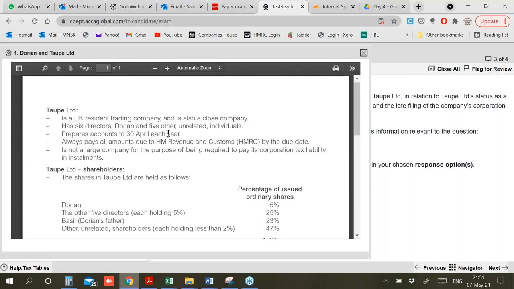T Limited is a UK resident company and is also a closed company. It has 6 directors, Dorian and 5 other unrelated individuals, prepares accounts to 30th April each year, always pays all amounts due to HMRC by the due date, and is not a large company for the purpose of being required to pay its corporation tax liability in instalments.